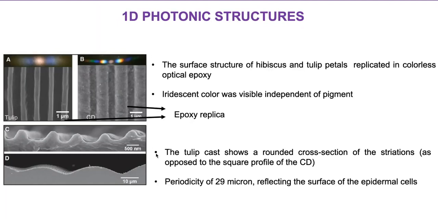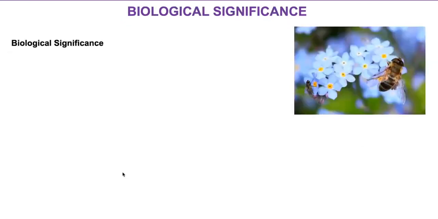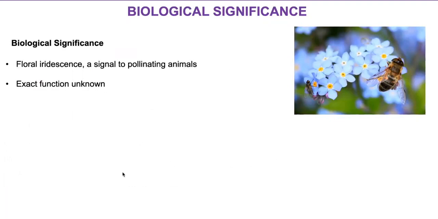And the periodicity, as I said, should be of the order of wavelength. It's about 29 microns. So this is purely made up of cells, which are epidermal cells. And why are such colors important? The colors are important. They have certain biological significance. And one of them is for pollinating. And many other functions are unknown.